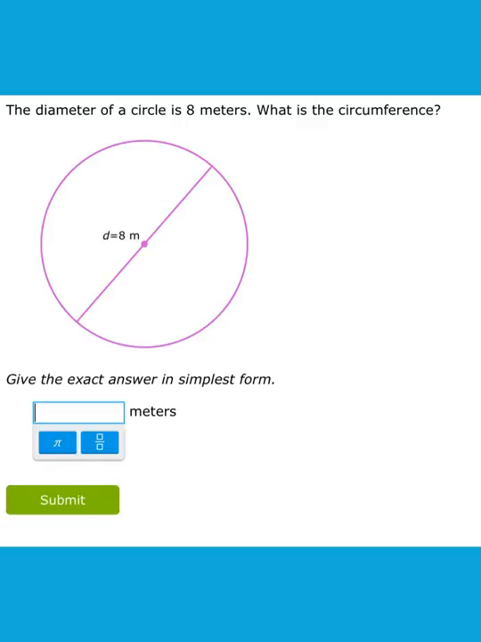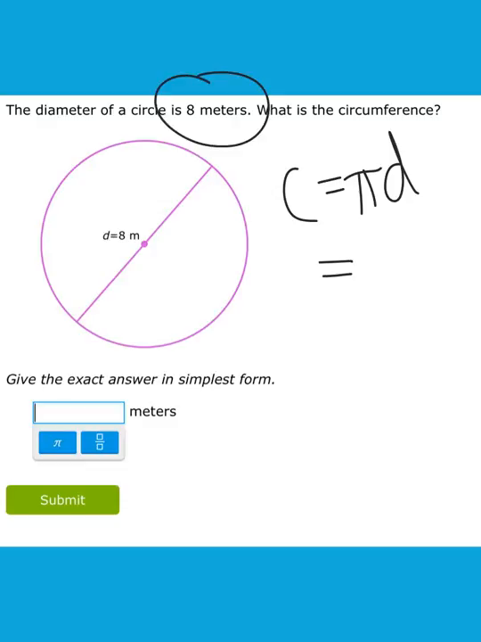So now they gave me the diameter. You could still use the radius formula if you wanted to, but I would just use the circumference formula with diameter in it because I know pi times diameter is also circumference. My diameter is 8, so I would just multiply 8 times pi, and that would be my answer. Next question.